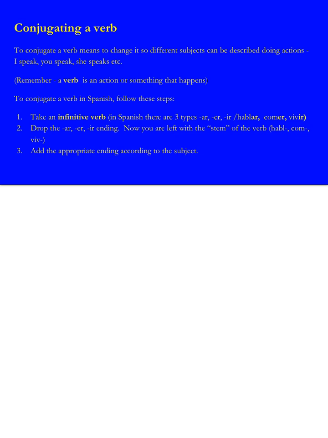Step two, you drop off the AR, ER, IR ending. Now you're left with what's considered the stem of the verb. Notice hablar becomes habl, comer becomes com, and vivir becomes viv. Now you're ready to add the appropriate endings according to the subject. That's step three.